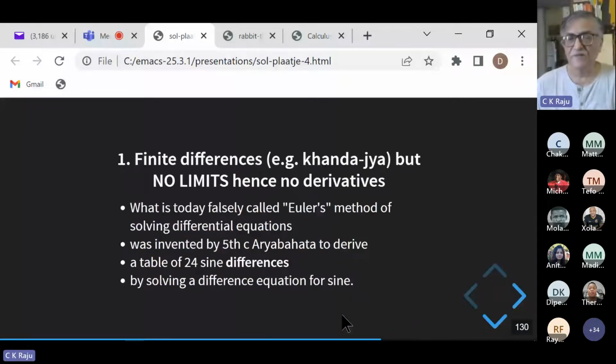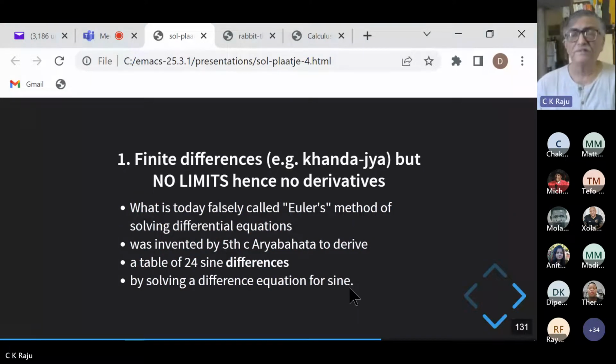So finite differences were used, but no limits, so no derivatives. This is what is today falsely called Euler's method. Euler had access to Indian texts. He wrote an article on the Indian calendar, but of course he made an independent rediscovery, like all Westerners do. So he derived a table of 24 sine values by solving a difference equation for sine, a second order equation.